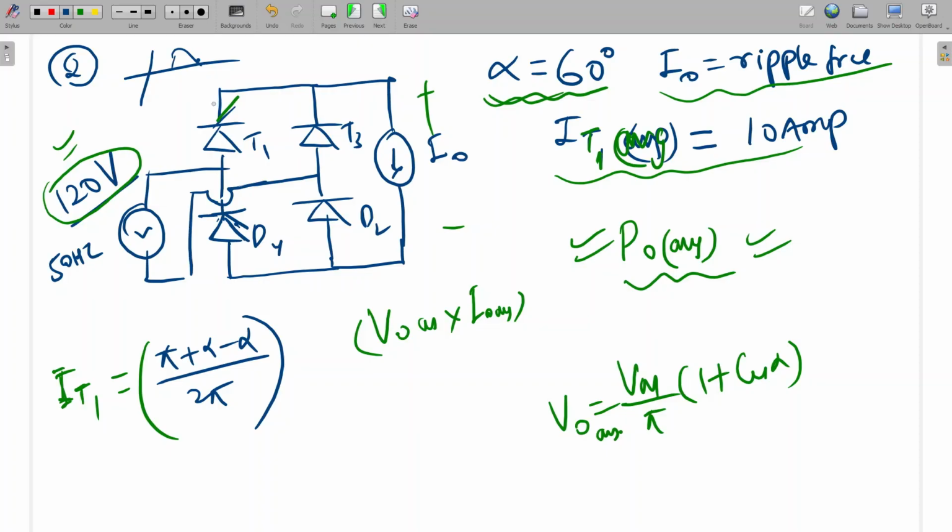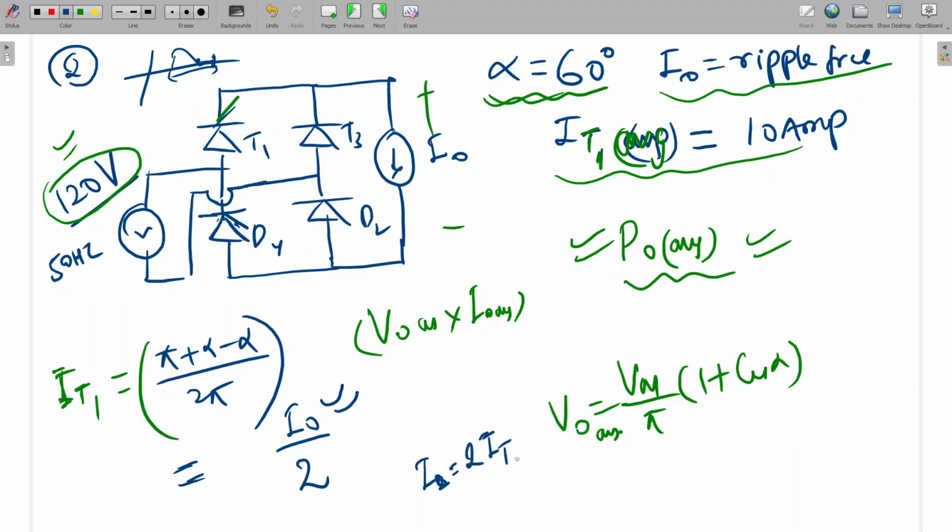Okay. Before here it will do. So we can say that alpha to pi plus alpha. So pi plus alpha minus alpha by 2. So I naught by 2. IT1 will be equal to I naught by 2. Okay. So I naught is, we have to calculate. So I naught will be 2 IT1.